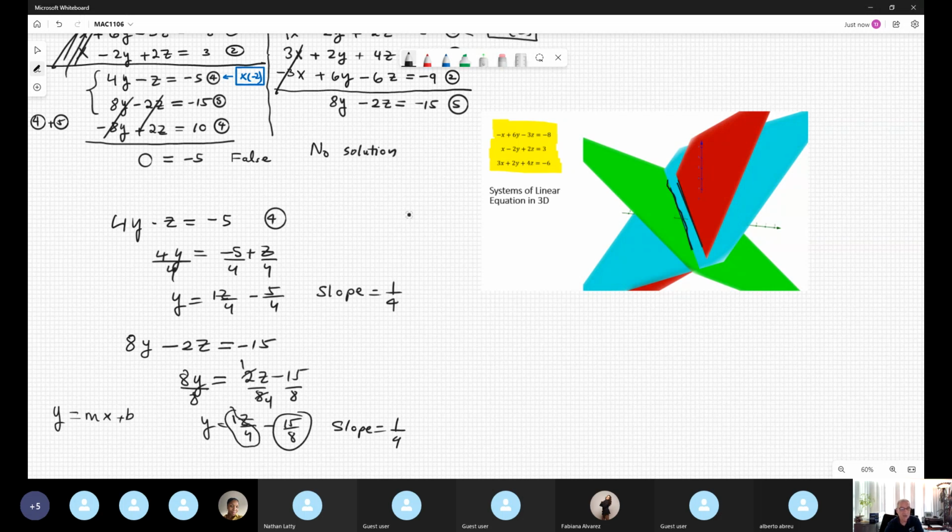Now, this is the algebraic way of proof. These lines are parallel. Therefore, we don't expect solutions. It's obvious. Cool?